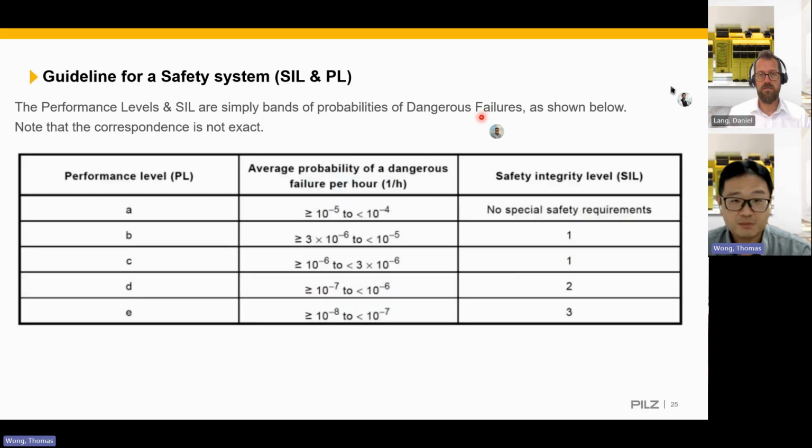I will show below what exactly it means. One example: performance level B is equivalent to SIL level 1, which has the average probability of dangerous failure per hour under this band itself. Performance level E corresponds to this band, and you can take note this is SIL level 3. But take note the correspondence is not exact. You may notice there is a missing SIL 4. They don't have a SIL 4 representative for performance level, and there's no performance level A representative for SIL level as well. So this is some of the correspondence that's not exact.